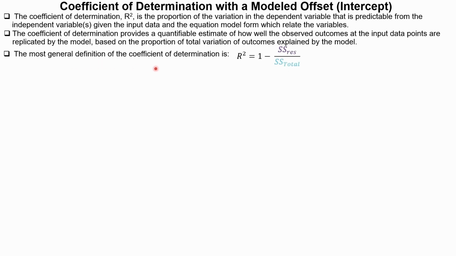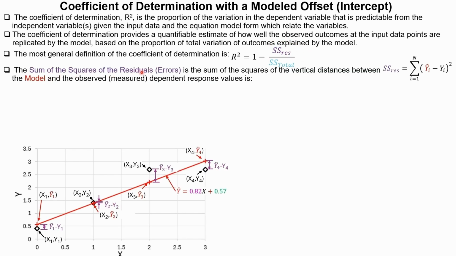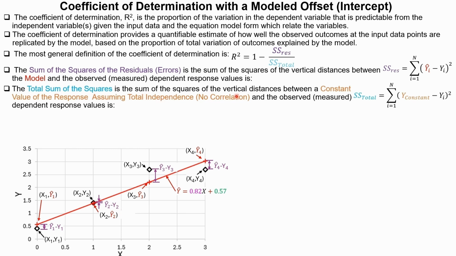The most general definition of the coefficient of determination is that r squared is 1 minus the sum of squares residual over the sum of squares total, where the sum of the squares of the residuals, or errors, is what was minimized in our least squares methodology, which is the sum of the squares of the difference between the estimated dependent variable and the input dependent variable at each of the input data points. The sum of squares total is the sum of squares of the vertical distance between the input data point dependent variables and a constant for the dependent variable.